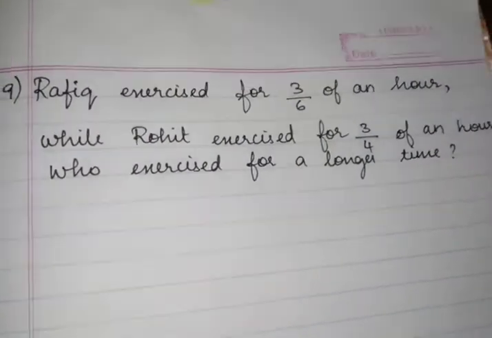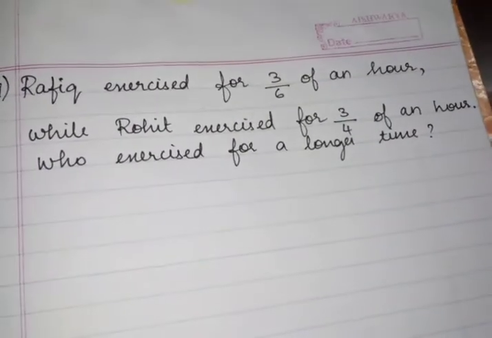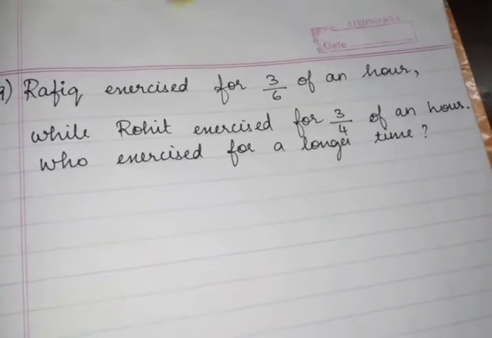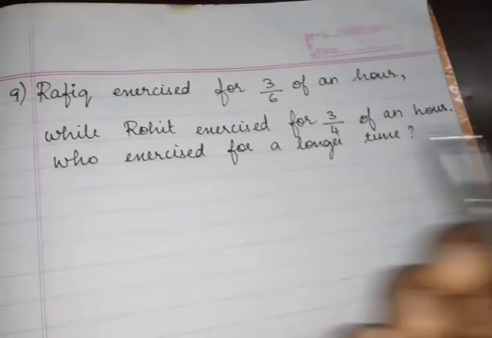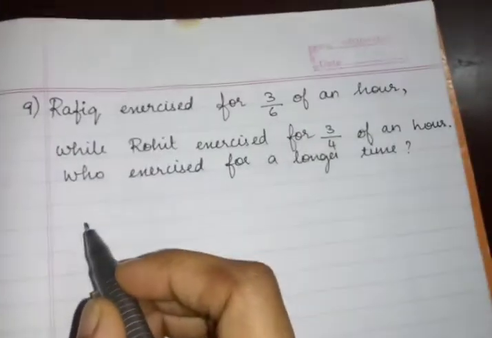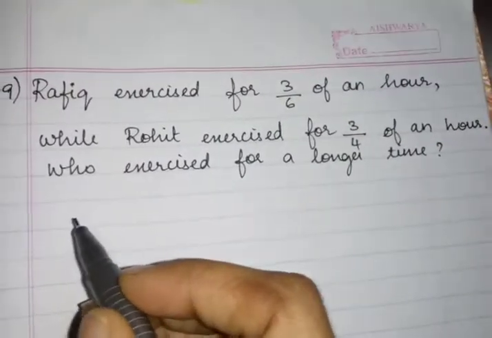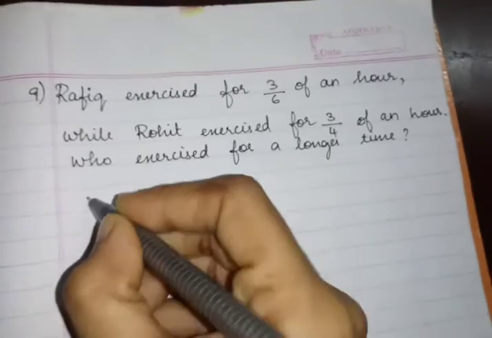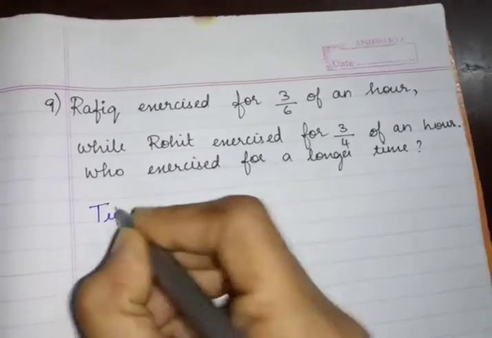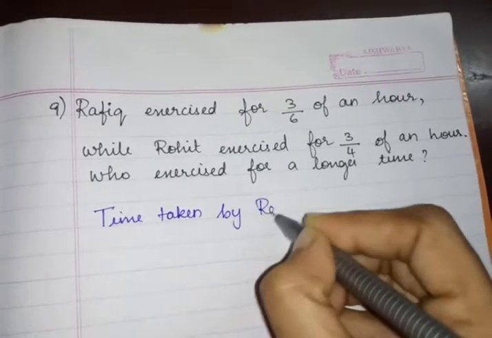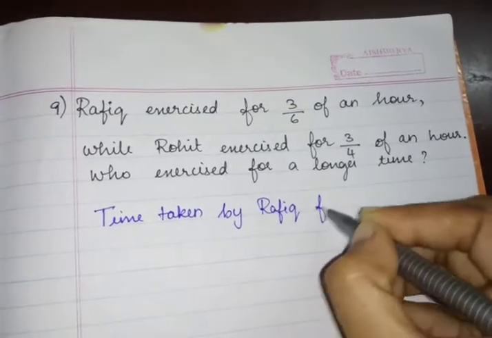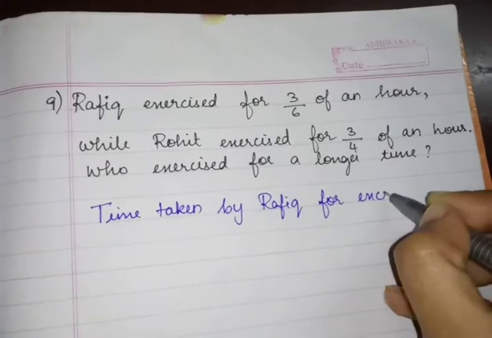So now how will you compare the fractions? Using the LCM, then comparing the numerators, everything the same as usual. So what is the fraction of time taken by Rafiq for exercise?